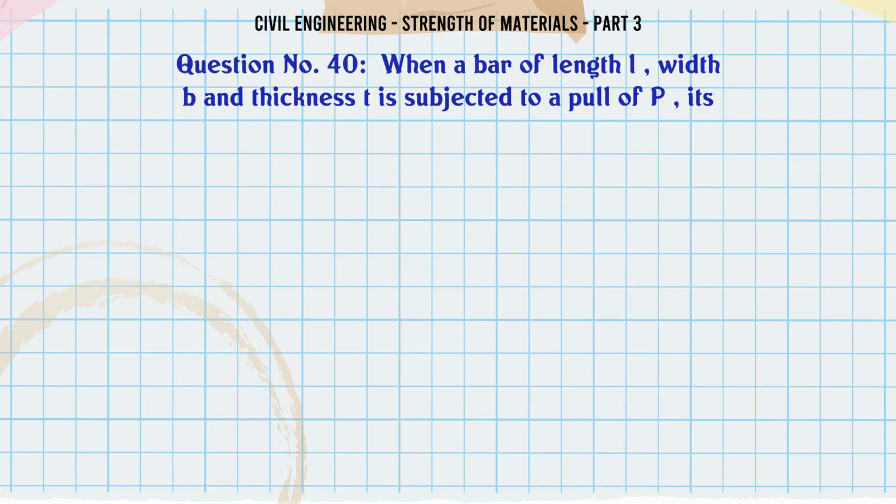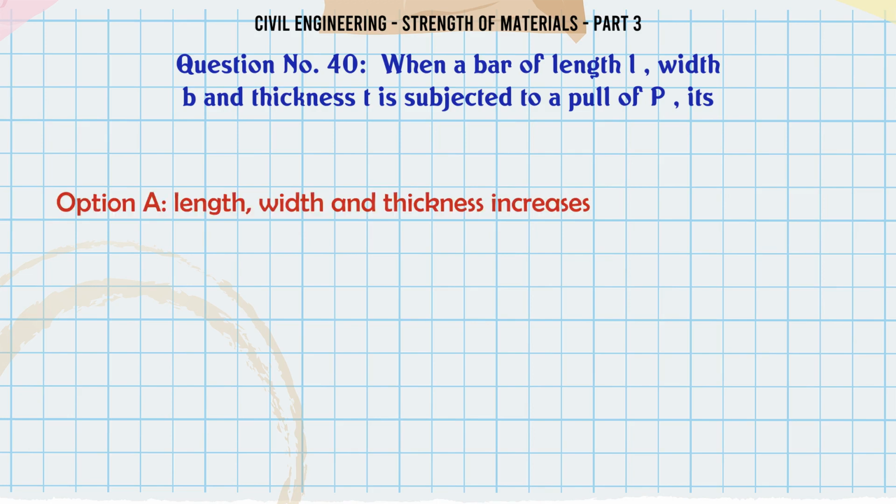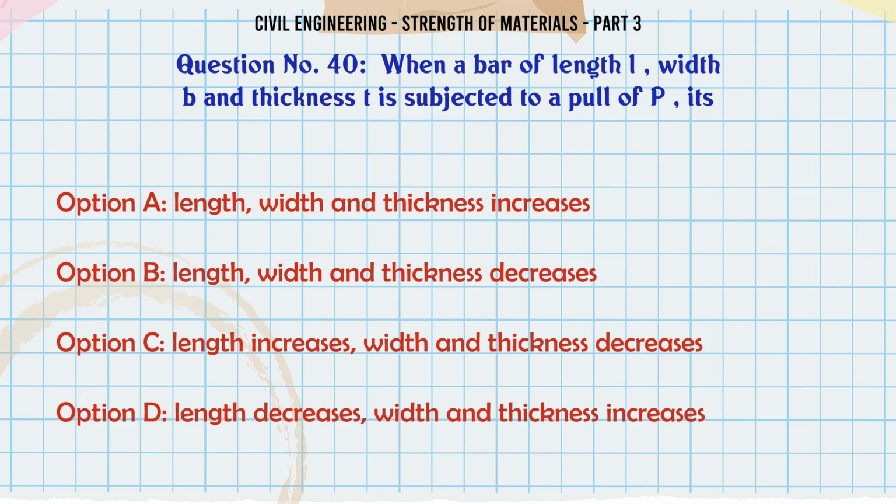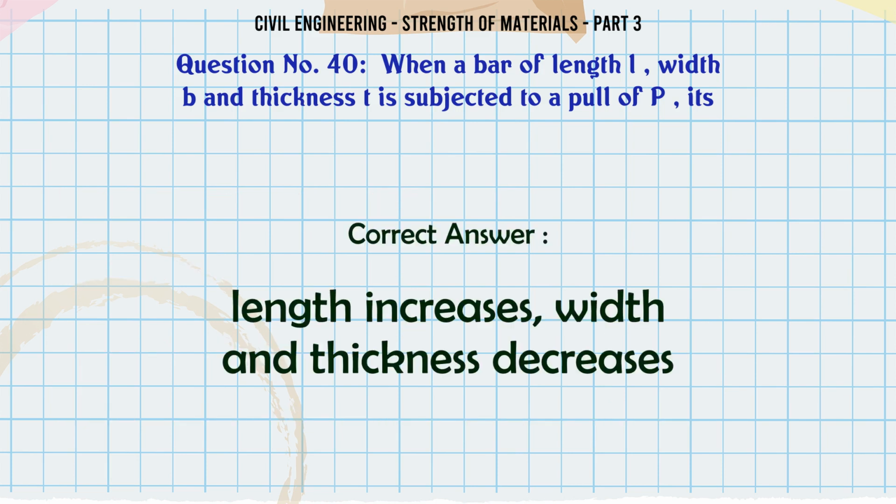When a bar of length L, width B and thickness T is subjected to a pull of P, its A. Length, width and thickness increases. B. Length, width and thickness decreases. C. Length increases, width and thickness decreases. D. Length decreases, width and thickness increases. The correct answer is length increases, width and thickness decreases.